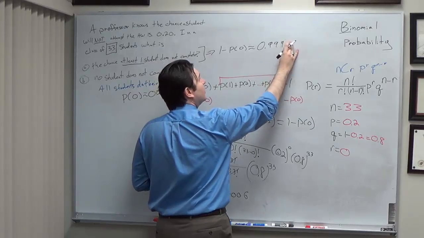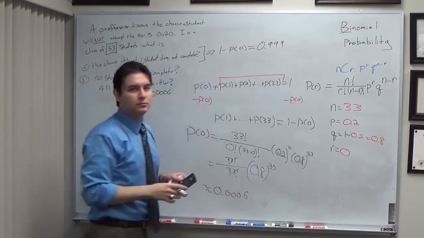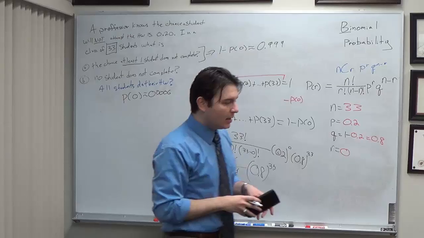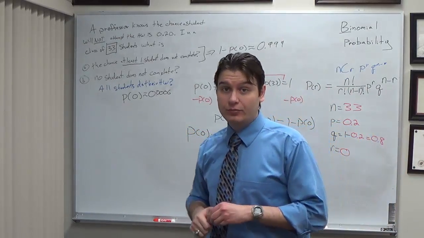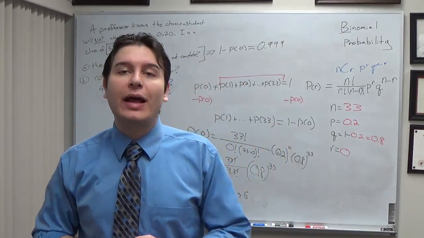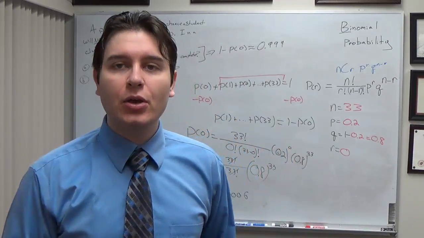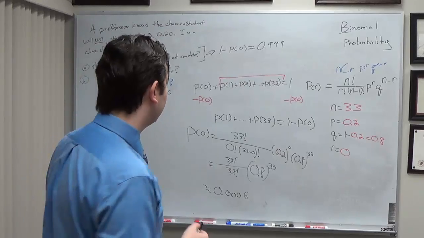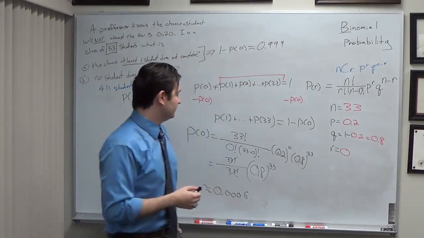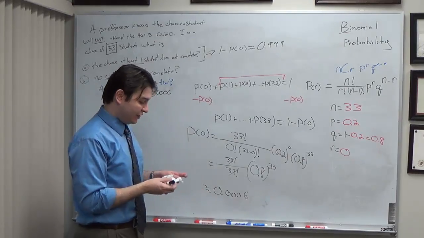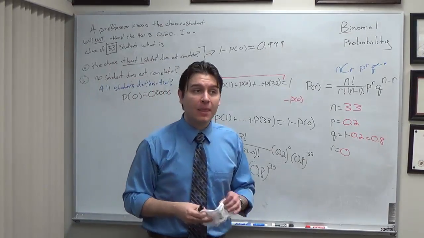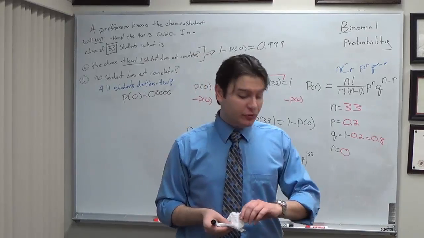Possibly I round that up to 0.99. I am almost 100% certain that I will have at least one student in that class who does not attempt their homework. The odds are against me. 20% is simply too high. What can we do with this?